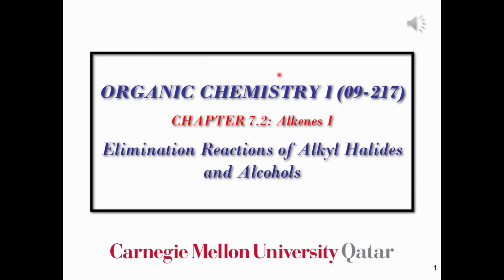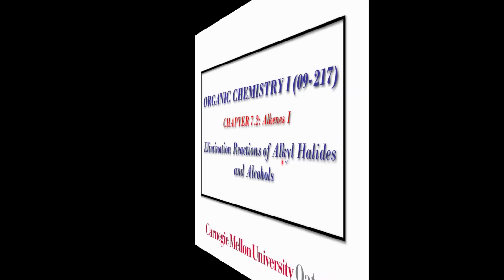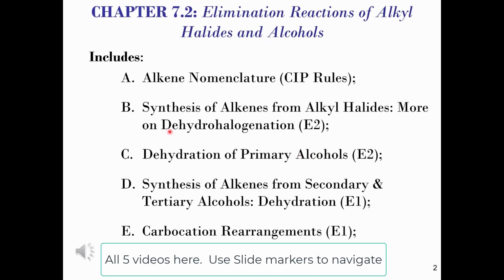In this lecture, that's chapter 7.2, we're going to extend our repertoire of elimination reactions to include alcohol substrates. We're also going to go back and have a quick recap of dehydrohalogenation reactions, especially those that lead to different regioselectivities. There will be 5 videos for this lecture.